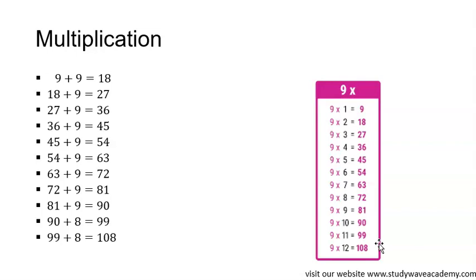So it keeps on adding, okay? You keep on adding 9. If you add 9 to 108, you have 117. Okay? Do you understand? If you add 9 to 117, you have 126.